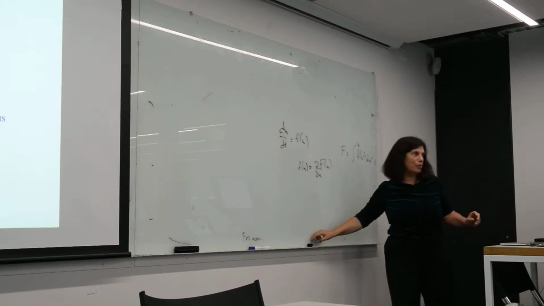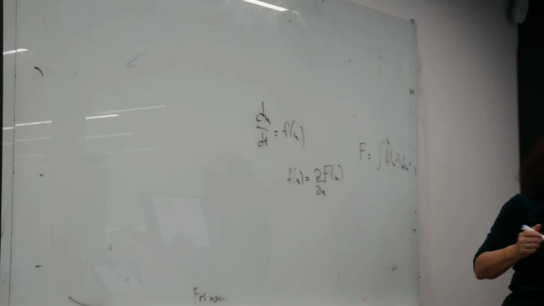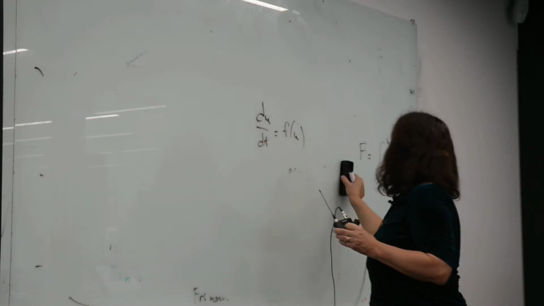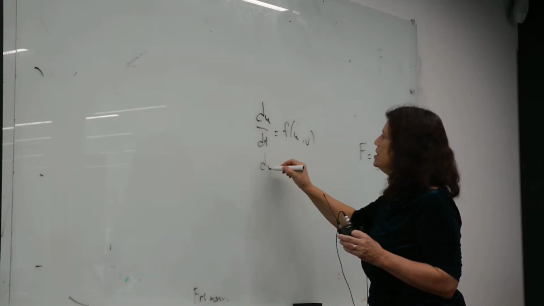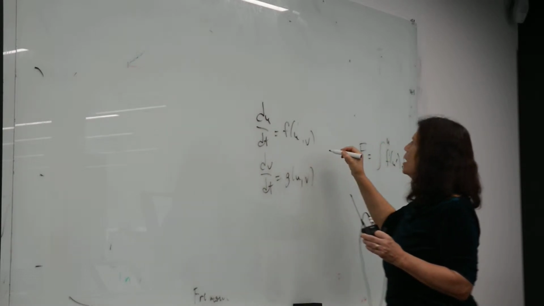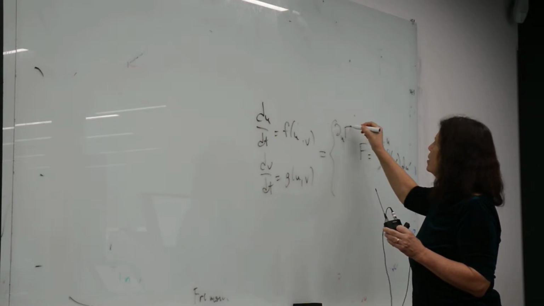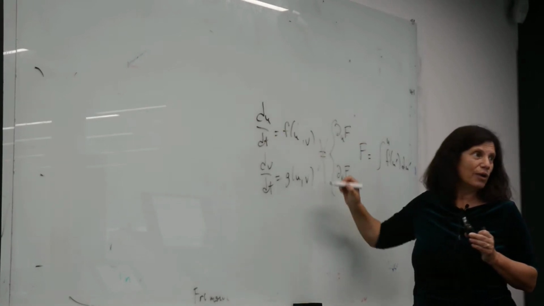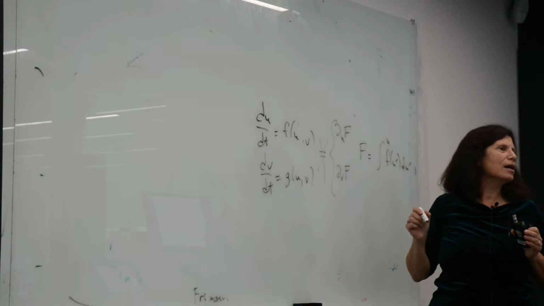That's not true, right? Even when you go to 2, that's not true. If you write du/dt equals f of u, v and dv/dt equals g of u, v, you cannot necessarily write this as ∂/∂u of some F and ∂/∂v of some F, right? What conditions do you need on f and g such that you could write them that way?